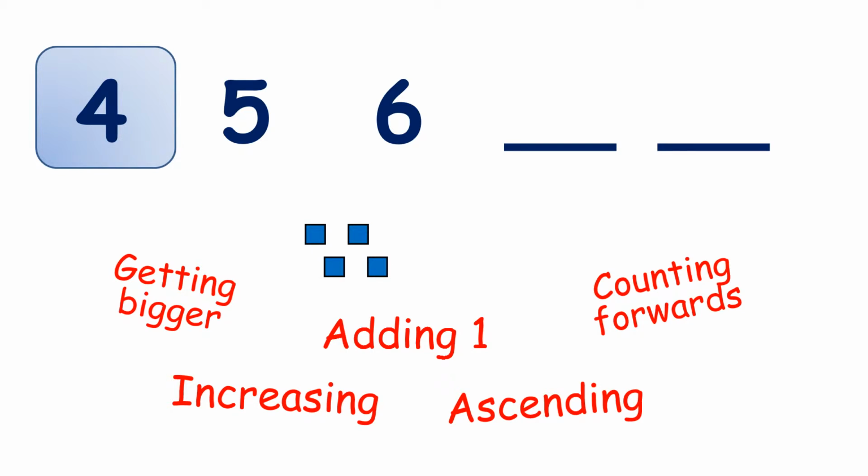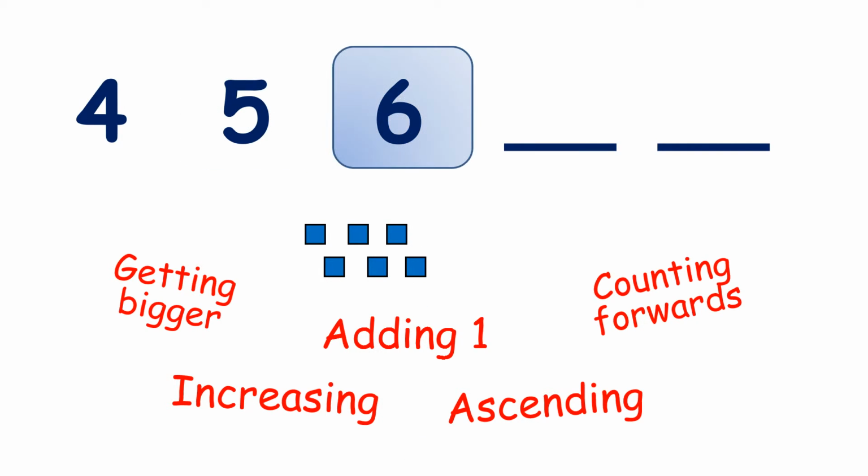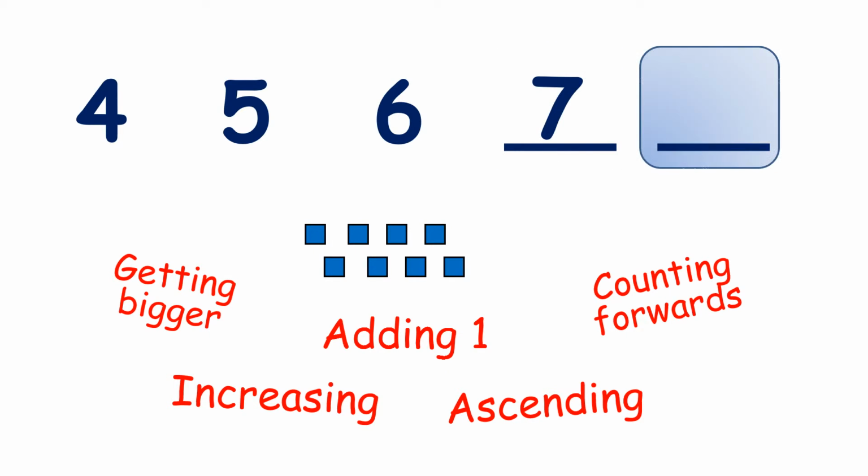So we start with 4. We know that 1 more makes 5. Then the next number is 6. What comes next? Well, 1 more makes 7. Then after that we have 8. So what we've done here is we've counted forwards starting from the number 4.